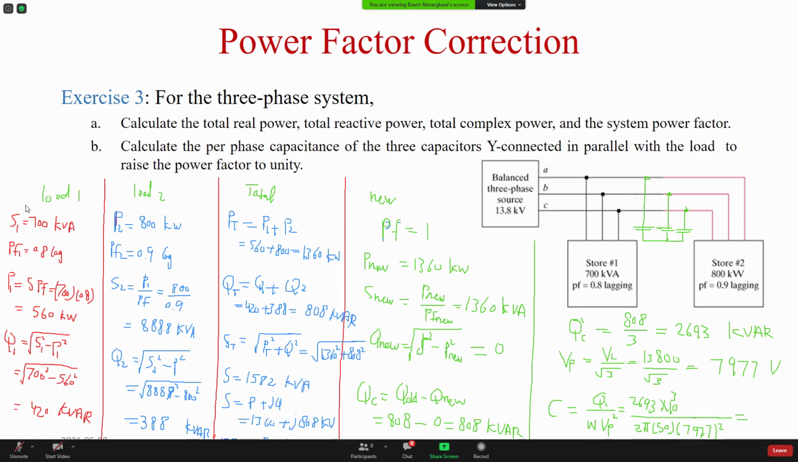So the difficulties would be in combining loads, but once you have one load, it's not difficult to find new values, old values. Once you get QC, if it's single phase, you use it right away. If it's 3-phase, you're gonna find QC per phase and voltage per phase, and you plug them in.